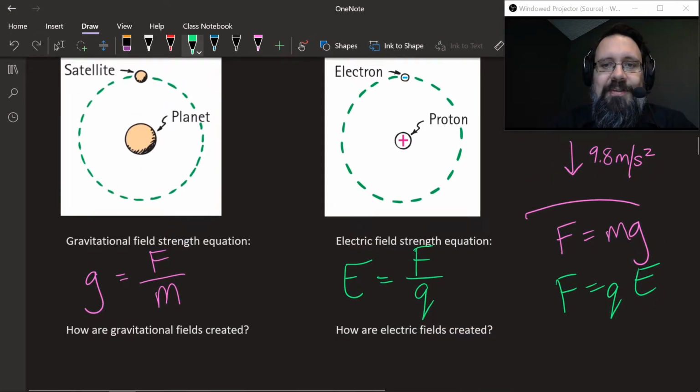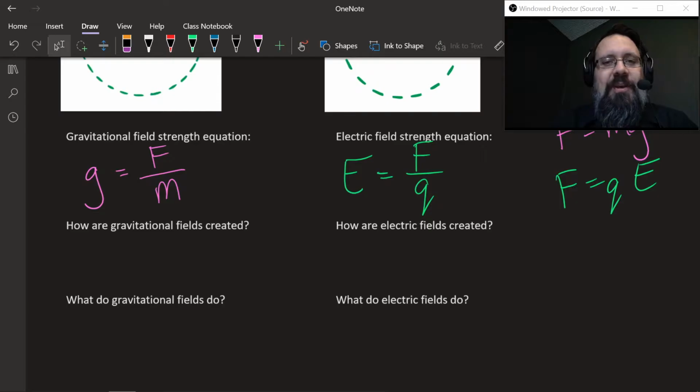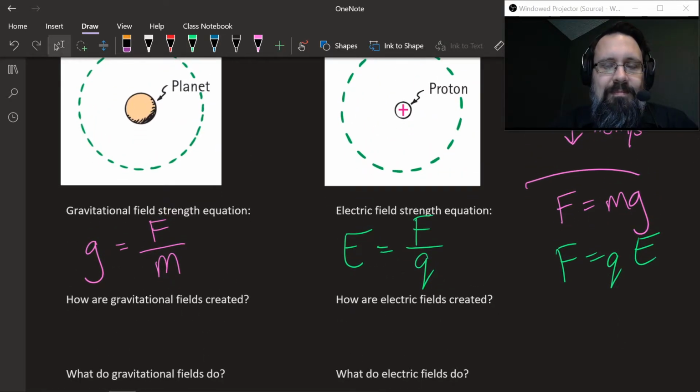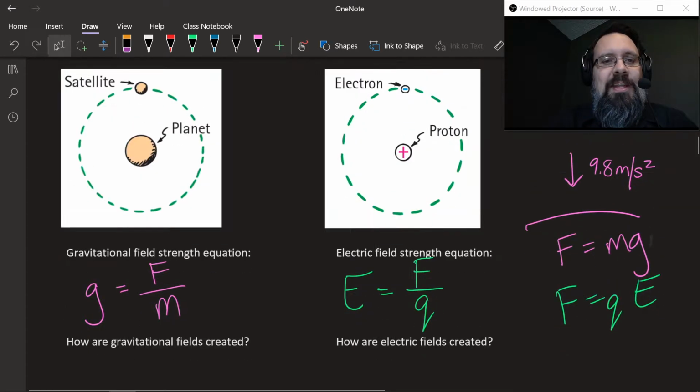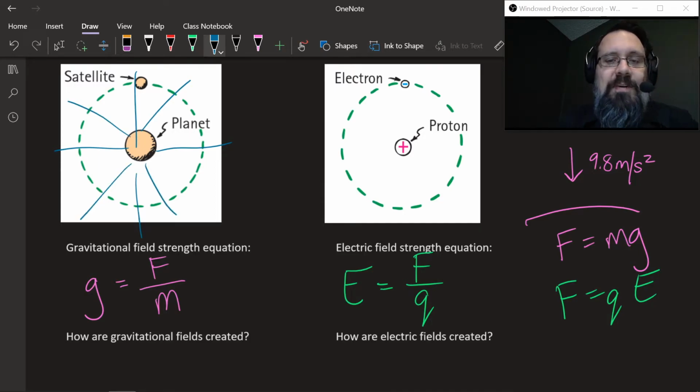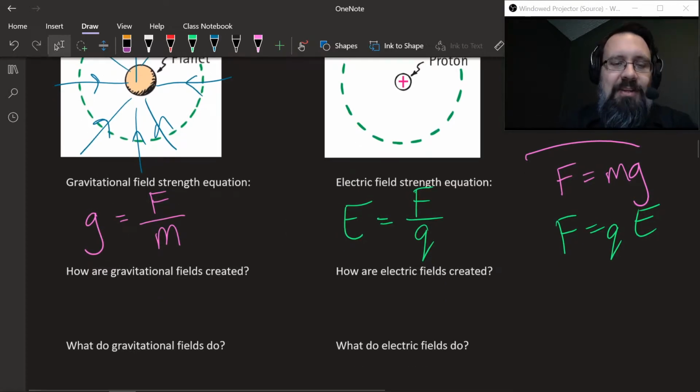Okay, here are some questions. How are gravitational fields created? When one mass is placed near another. So the field doesn't need two masses, it only needs one mass. So the planet is creating a gravitational field. I'll draw it in there. So this is the gravitational field, and it pulls anything else towards it. Anything else that has mass gets pulled towards it. All you need to create a gravitational field is this property.